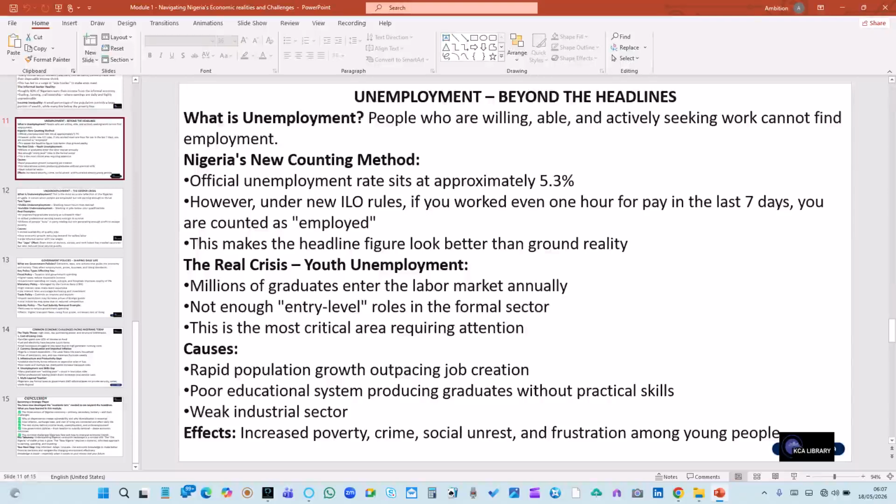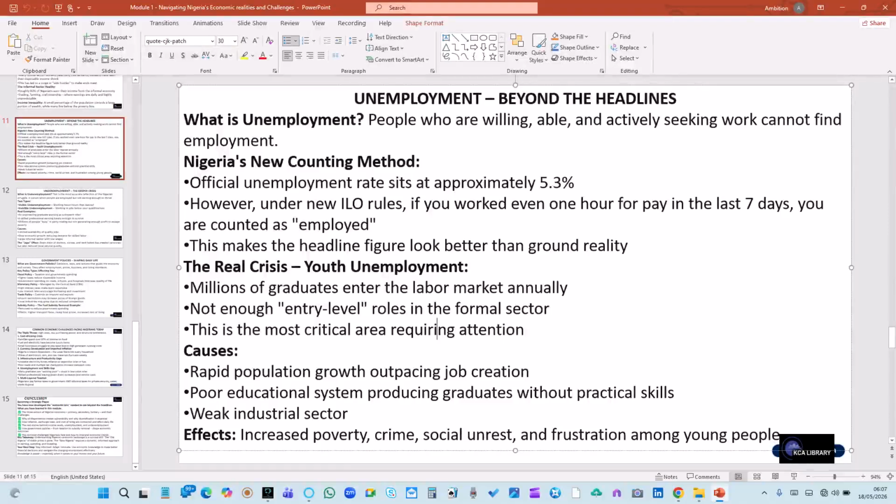Millions of graduates enter the labor market annually, but there are not enough entry-level roles in the formal sector. This is the most critical area requiring attention. Some of the causes include rapid population growth, which is outpacing job creation, a poor educational system producing graduates without practical skills, as well as a weak industrial sector. The effect is that it will result in increased poverty, crime, social unrest, and frustration among young people.